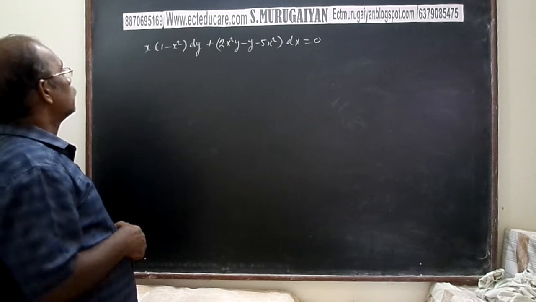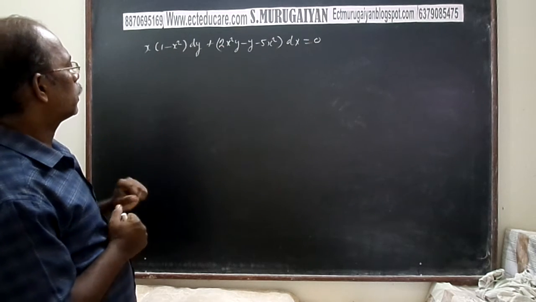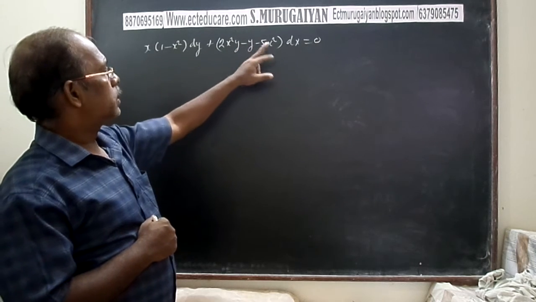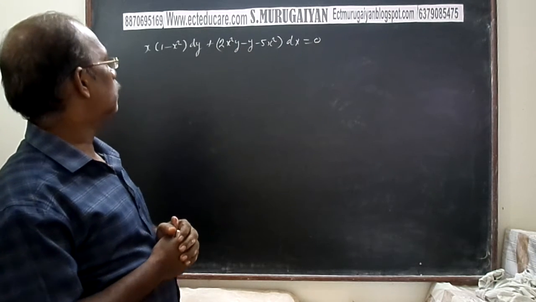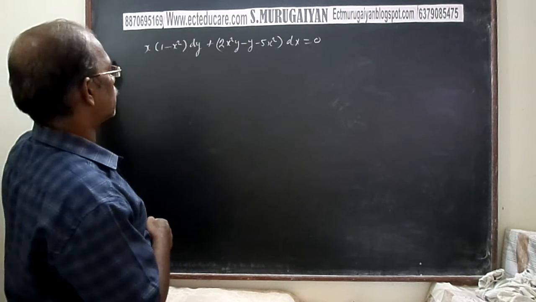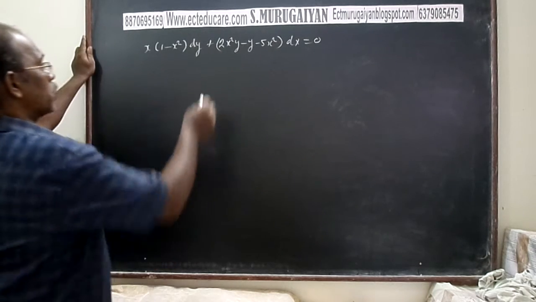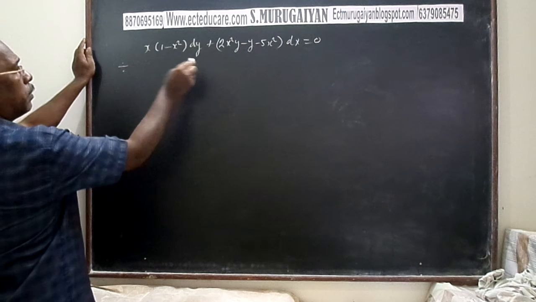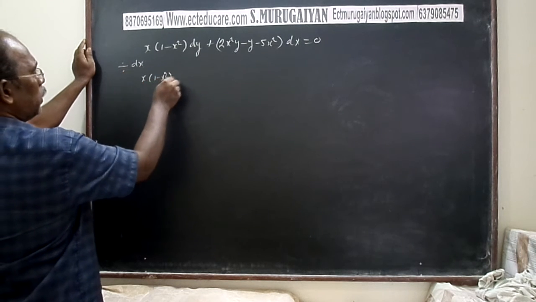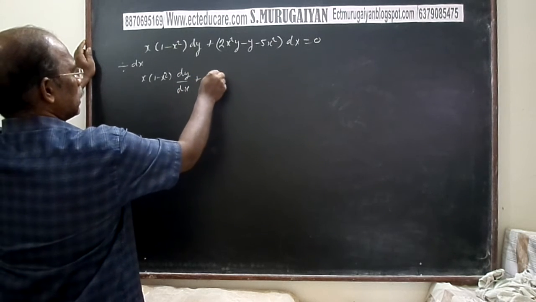Hello students, look at the question. x(1 − x²) dy + (2x²y − 5x²) dx = 0. Let us try to get dy/dx so that we can identify the type of the differential equation. Divide by dx: x(1 − x²) dy/dx + 2x²y − 5x² = 0.